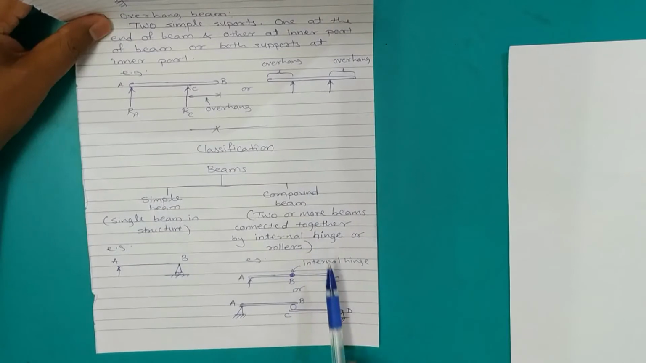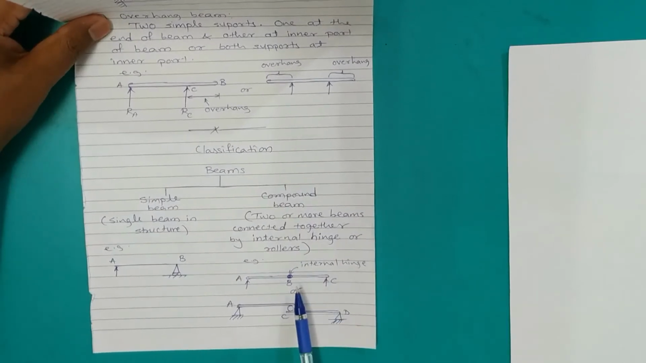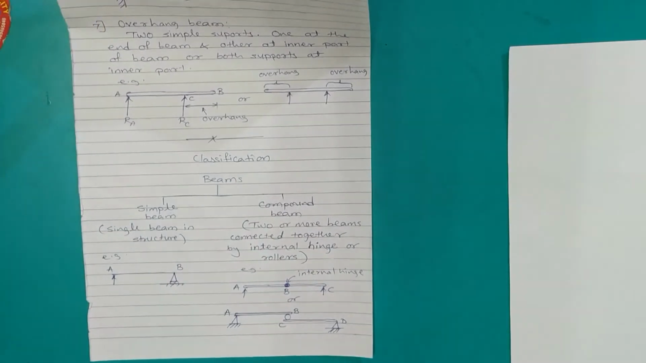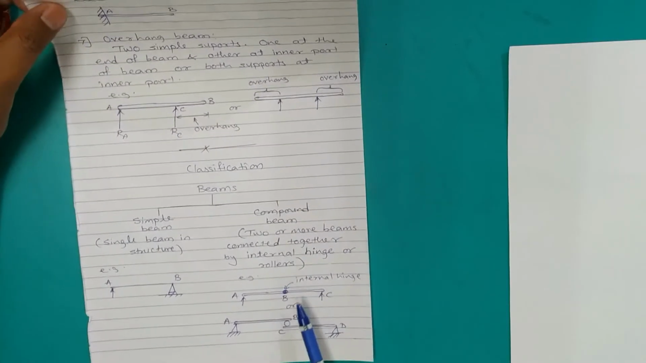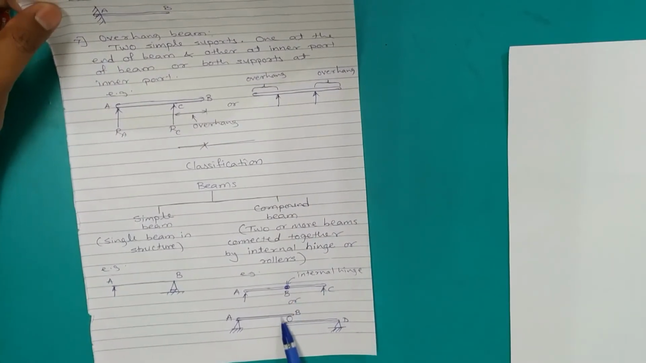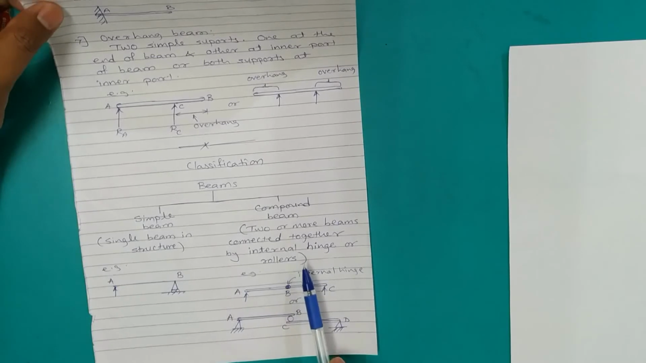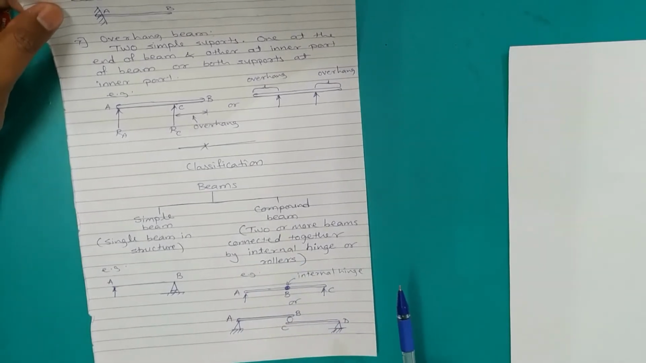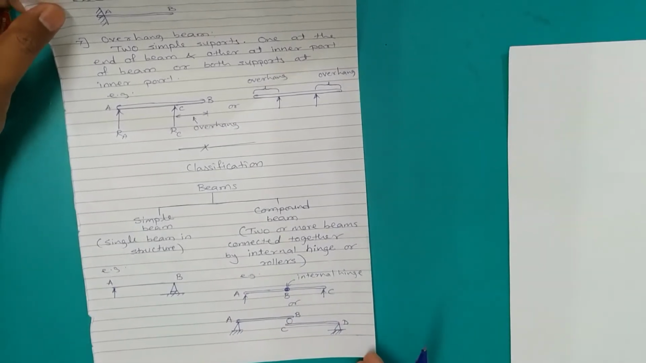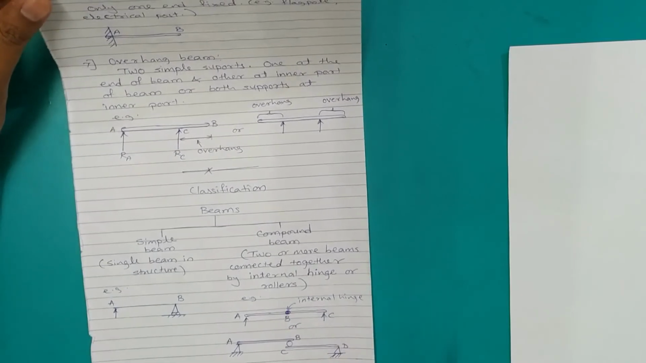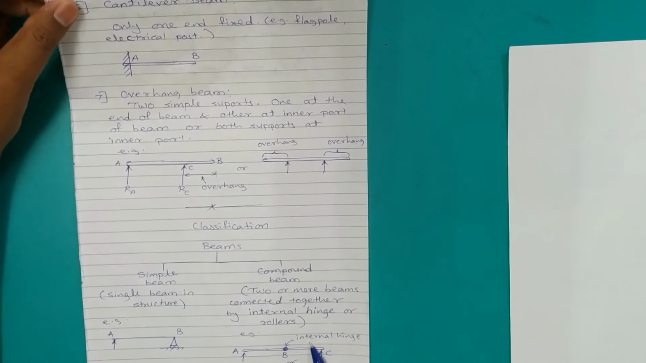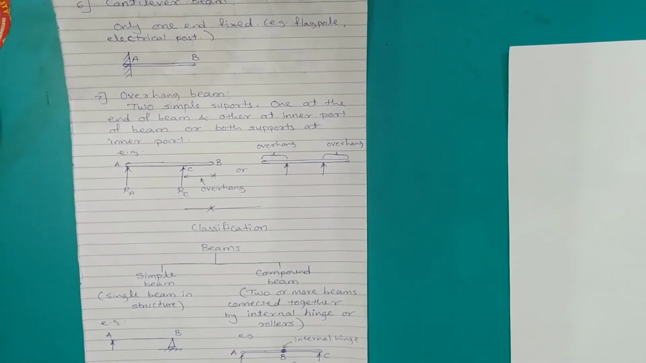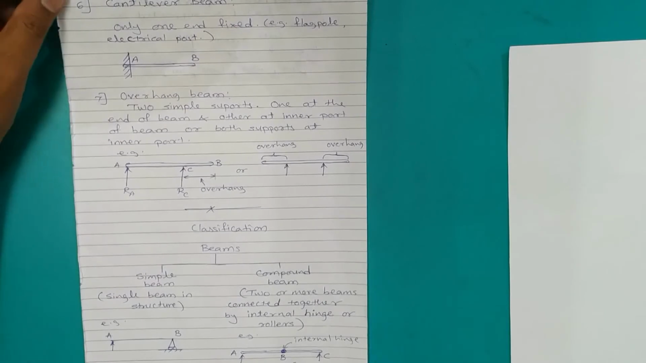Whereas in compound beam, if we have two or more beams connected together to form a bigger structure, with the help of, let's say, internal hinge or rollers, the structure formed is called a compound beam. Of course, we will also be solving numericals where we will have to deal with compound beams. So there we will discuss in more detail what is internal hinge, how two beams can be joined together with the help of a roller, and so on.